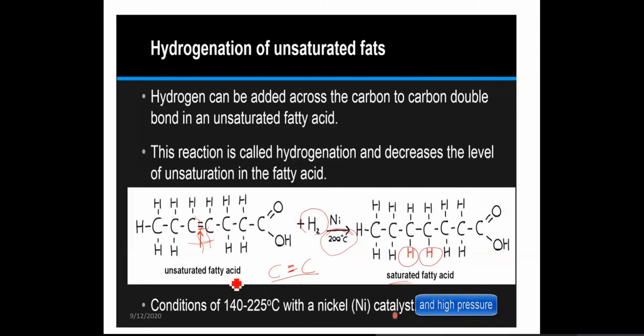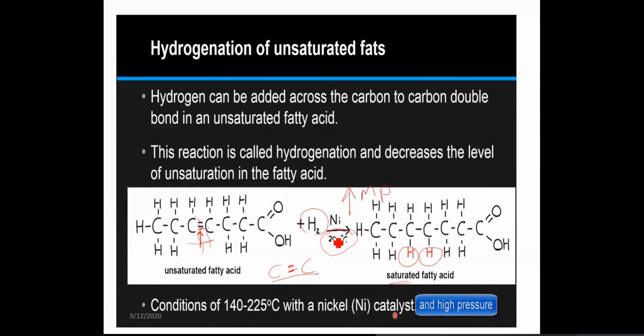The resultant product of the reaction you see is a saturated fatty acid. With one double bond, this is a monounsaturated fatty acid, a MUFA. But what if you have a poly? Poly means many double bonds. A polyunsaturated fatty acid would also be converted into a saturated fatty acid, and the resultant product is a solid mass. So the advantage of this reaction is you get an increased melting point.